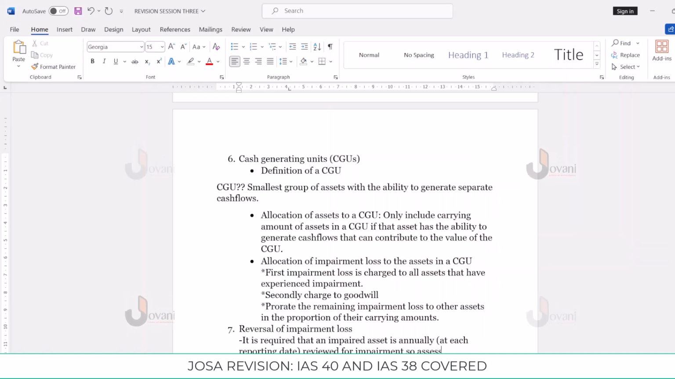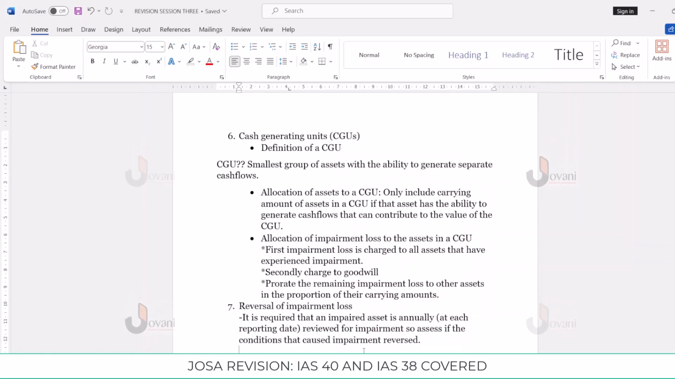To assess if the conditions that caused impairment reversed. Now, if at one point you realize that I had charged impairment loss to profit or loss, and now this impairment has been reversed and this asset is showing that the recoverable amount is above the carrying amount, then the impairment loss that was recognized earlier on has to be charged as income in the profit or loss.